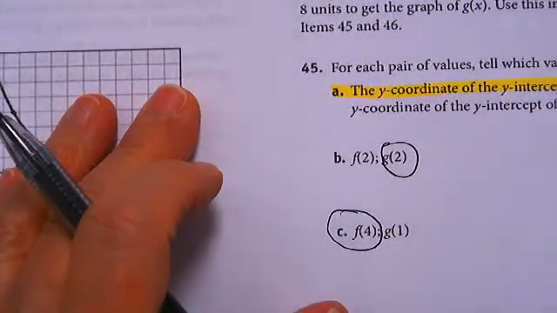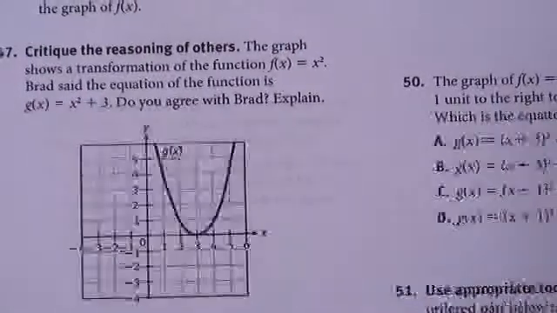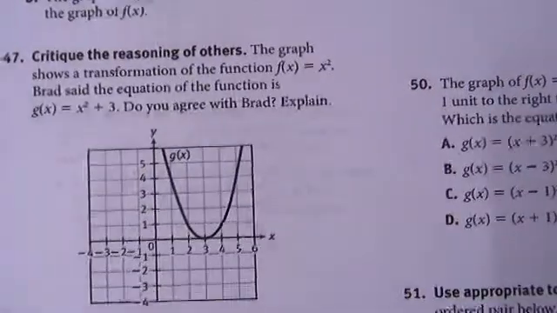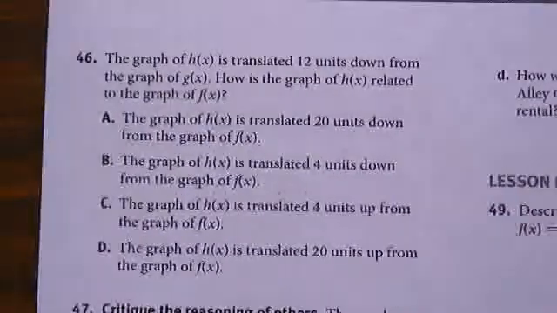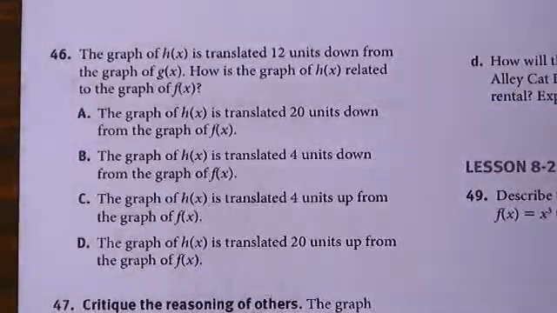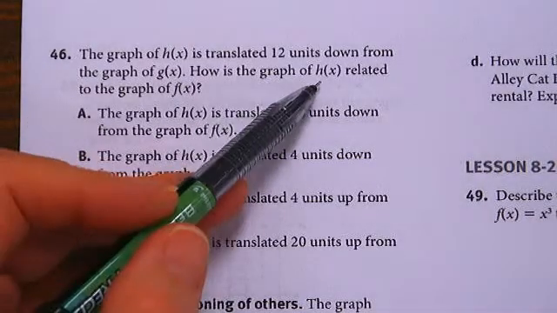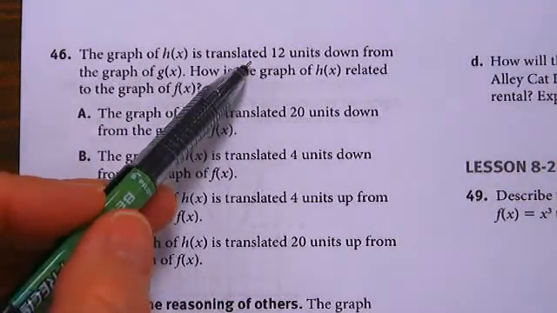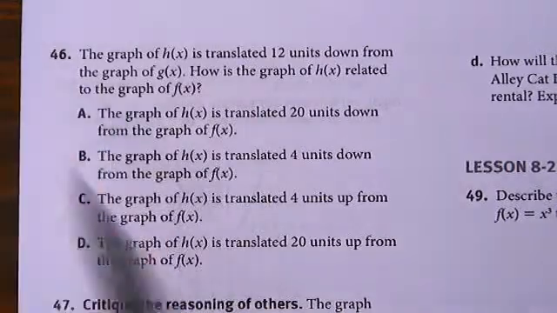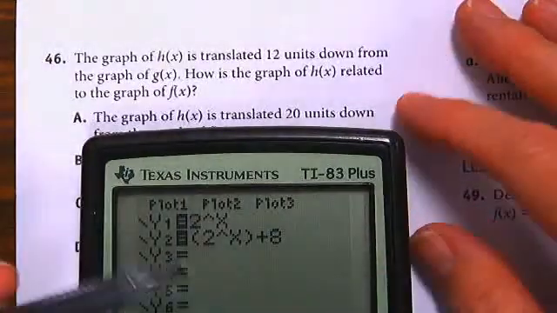Problem 46 continues on with 45. Let's see what 46 brings us. The graph of h of x is translated 12 units down from the graph of g of x. How is the graph of h of x related to the graph of g of x? Translated down from the graph of g of x, what would that look like?